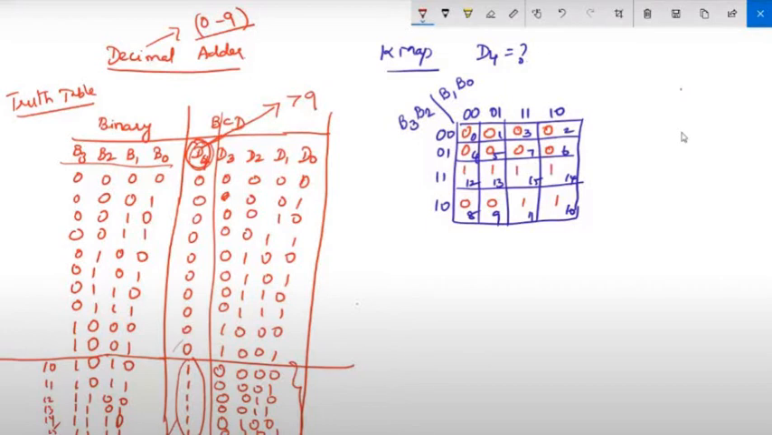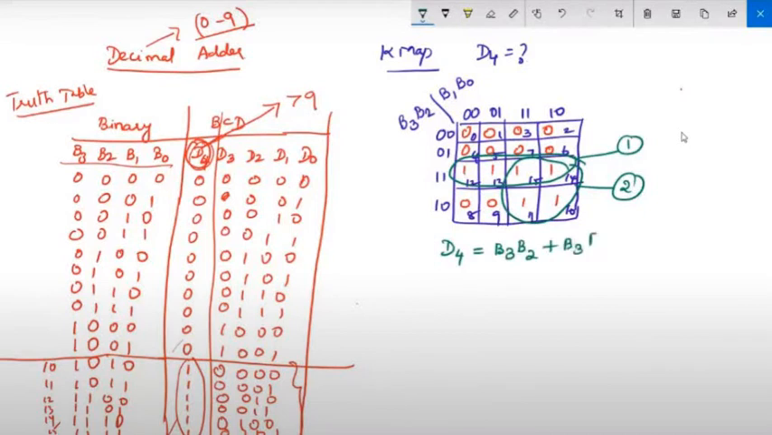Now group it, see how many groups are possible, and find its expression. For the first grouping, B3 B2. The second group, B3 B1, right? So this is the expression which tells us whether the number is greater than 9 or not. Using this expression, we are going to draw the logic diagram.